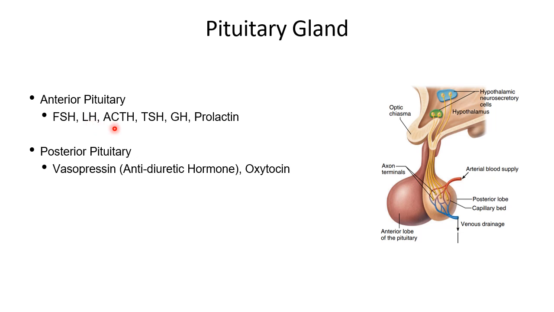It also secretes adrenocorticotropic hormone or your corticotropin, which goes into the blood and finds its way to activate the adrenal cortex. The anterior pituitary gland also secretes thyroid stimulating hormone or TSH, and it goes into the blood and goes into the thyroid gland to stimulate the activity of the thyroid gland.